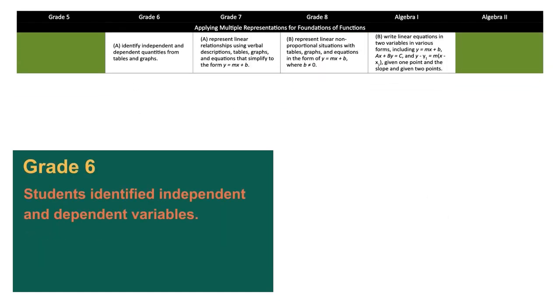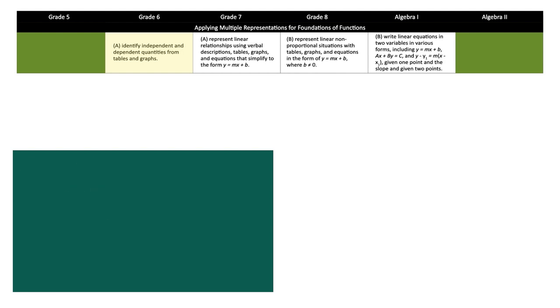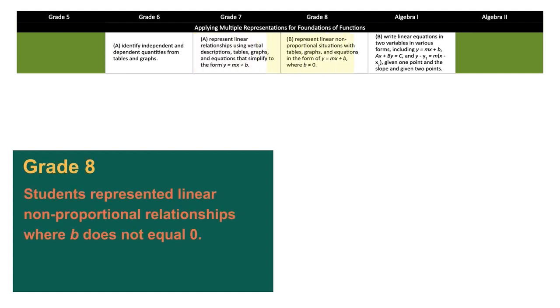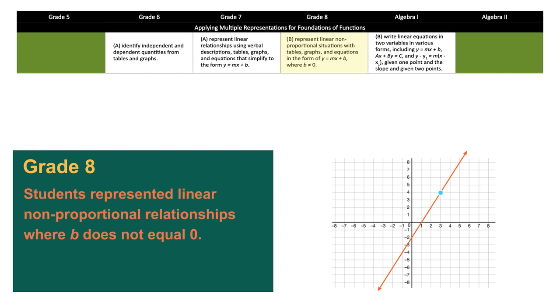When we look at Standard 2B in Algebra 1, students will need to write linear equations in slope-intercept, standard, and point-slope forms. They prepared for this starting in 6th grade by identifying independent and dependent variables. In 7th grade, they represented linear relationships using tables, graphs, and equations to simplify the slope-intercept form of y equals m times x plus b. This was expanded in 8th grade to include non-proportional situations where the intercept did not equal 0.